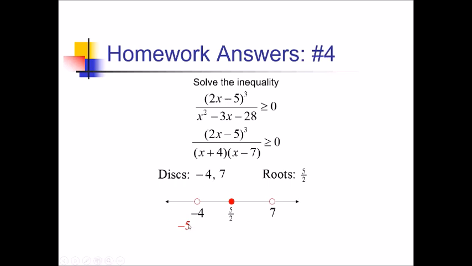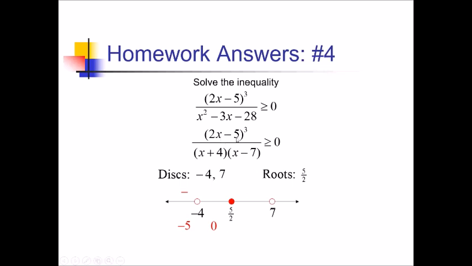So plugging in negative 5. Let's see here, 2 times negative 5 minus 5. That's going to come out negative. Down here, negative 5 plus 4 is a negative. Minus 5 minus 7 is also a negative. So I have 3 or 5 negatives, depending on how you think about it. Odd number of negatives gives me a negative result overall. Between negative 4 and 5 halves, I'm going to use 0 just to make my life easier.